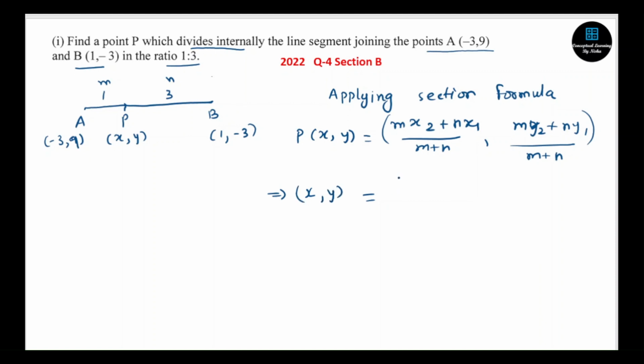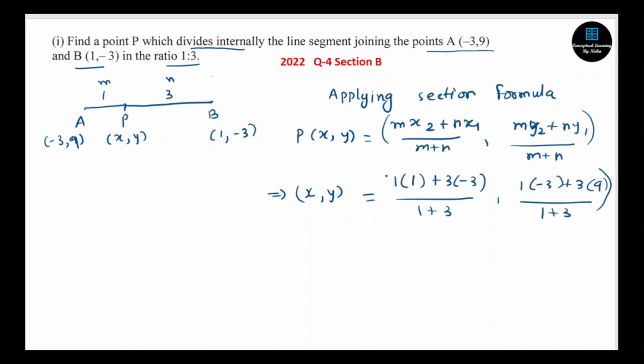equals m is 1. So 1 into x2 is 1 plus 3 into x1 is minus 3 upon 1 plus 3. Here it is 1 into y2, y2 is minus 3 plus n is 3, y1 is 9 upon 1 plus 3.